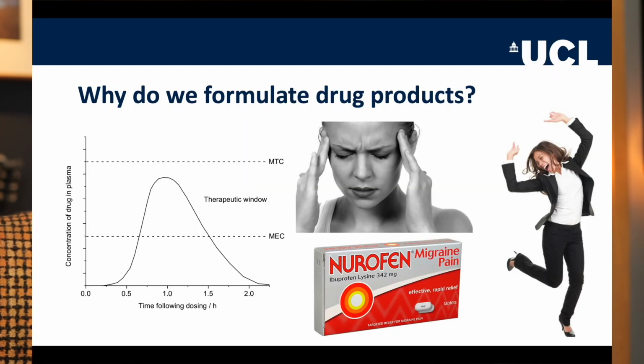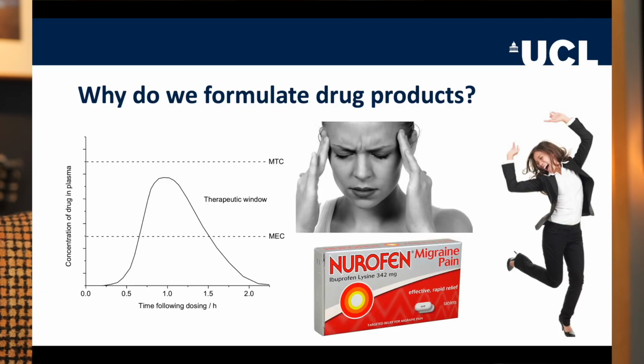Why do we formulate drug products in the first place? Because humans have lots of medical conditions and we want to try and cure them, or at least make them feel better. On the screen in front of you is a patient who has a headache. We give her the appropriate drug product, our old friend ibuprofen again, and a little while later she feels better. The graph on the left of the screen explains what is actually going on. The y-axis shows the concentration of ibuprofen in the blood plasma, and the x-axis shows time after administration.